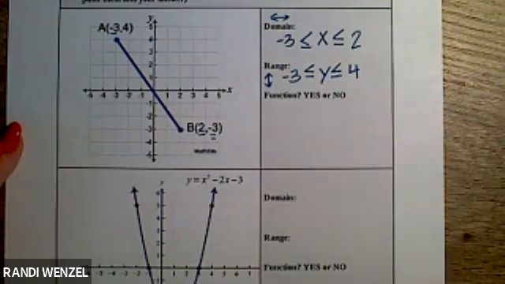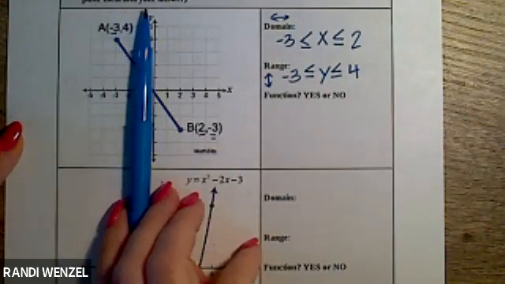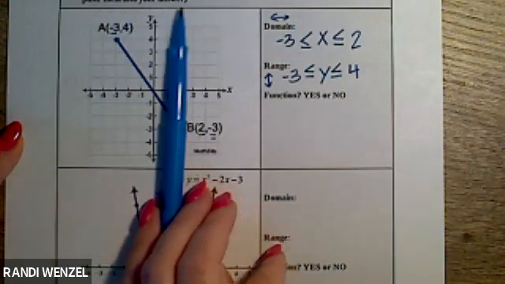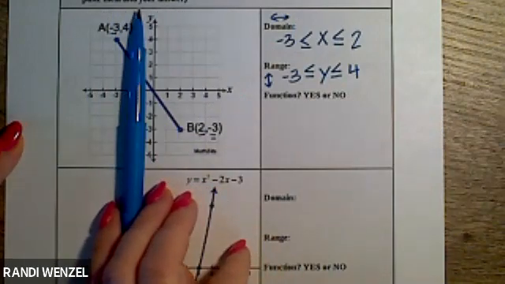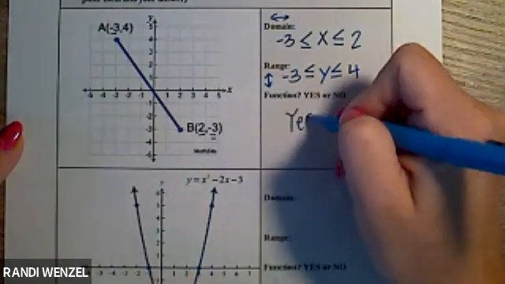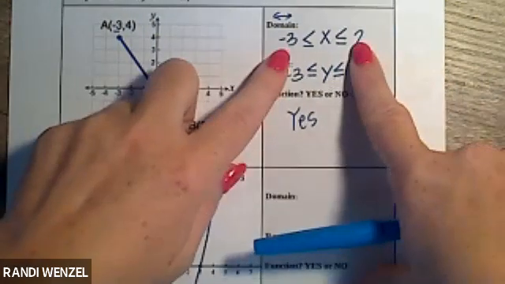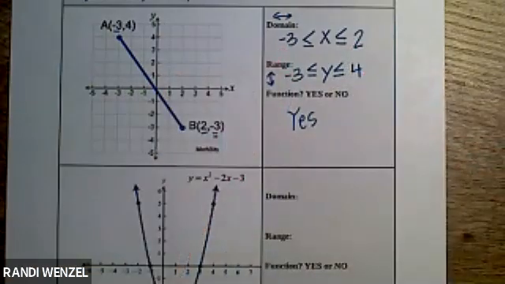And then to check if it's a function, you're just looking, with the vertical line test, do I hit 1 point at a time? And yes, I do. There's no place on this graph where I hit more than 1 point. So yes, this is a function. So when you have a graph with two endpoints, you will always have two nice numbers for your domain and range.